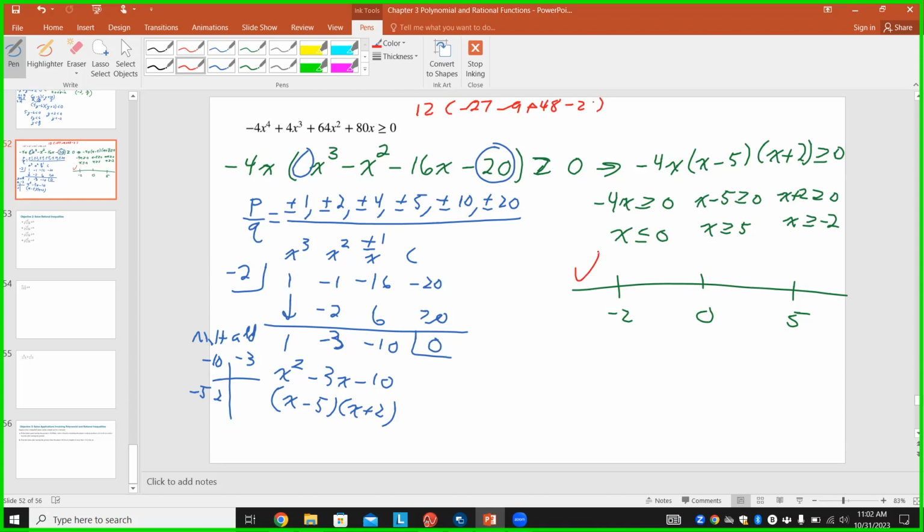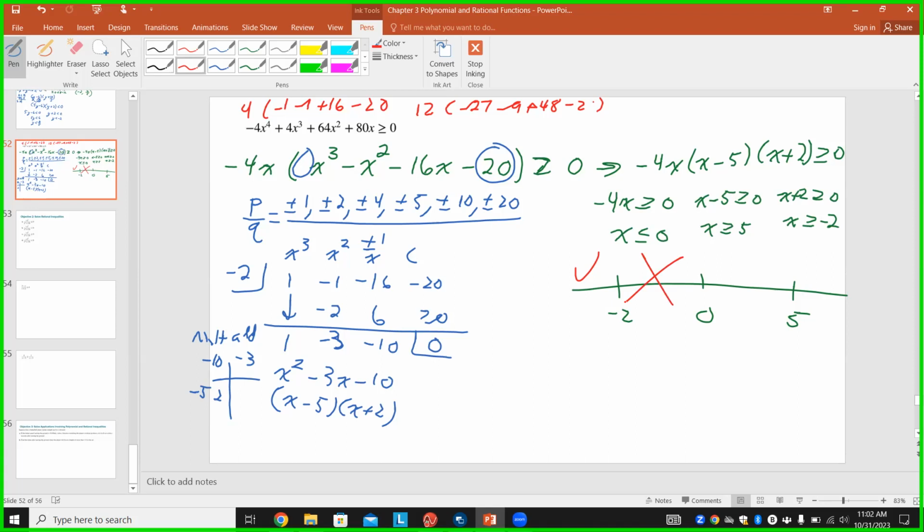Negative 1. This might be a little bit easier. This is going to be 4. And then that's going to be a negative 1 minus 1 plus 16 minus 20. That's going to end up being a negative times a positive, which is negative. Negative is not greater than 0, so that part does not work.